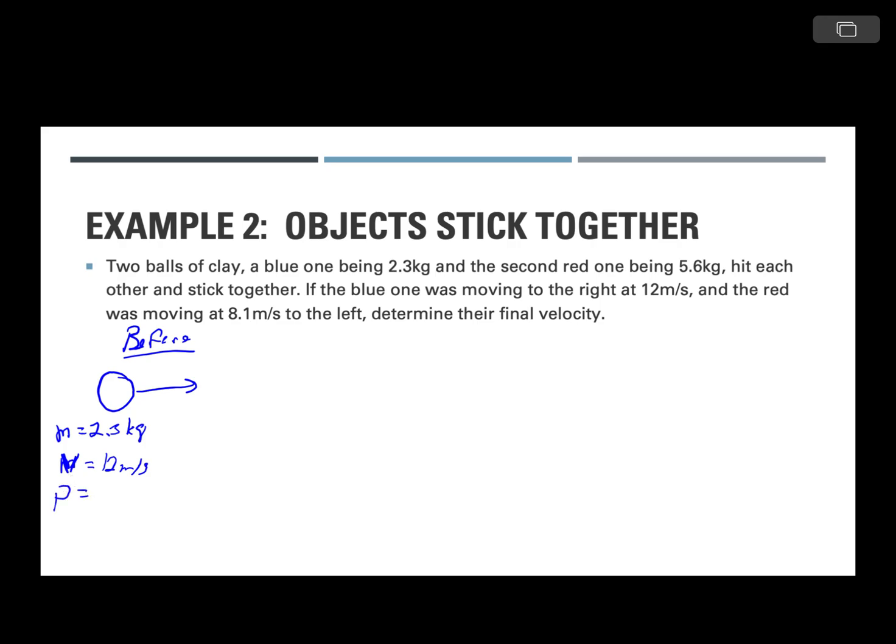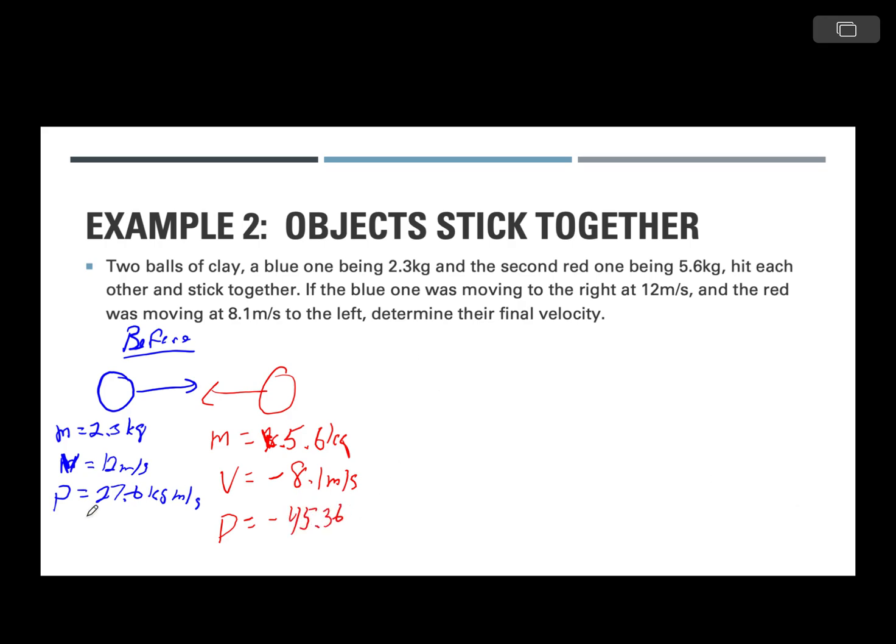And a momentum of 27.6 to the right. So we're going to keep it positive. Kilograms, meters per second. Okay. Now we're going to take a look at the red one. Okay, so we've got a red one, and it is going to the left, so like so. It's got a mass of 5.6 kilograms. And its velocity going the opposite direction, so I'm going to put a negative in front there, is 8.1 meters per second. And it's going to have a momentum of negative 45.36.